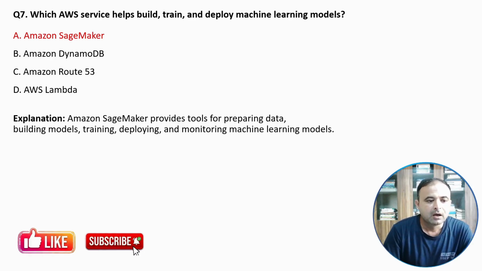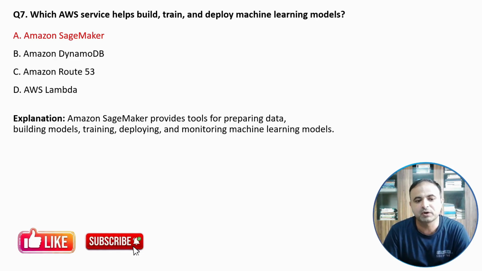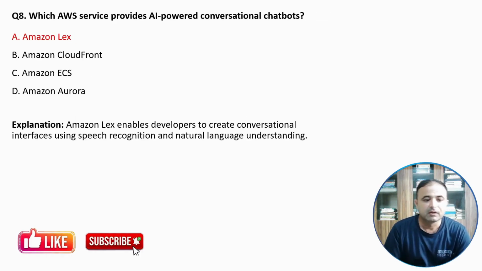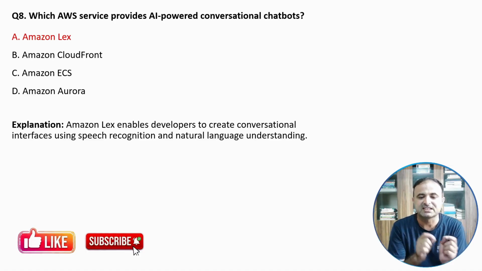Next, which AWS service helps build, train, and deploy machine learning models? Obviously, Amazon SageMaker. Amazon SageMaker provides tools for preparing data, building models, training, deploying, and monitoring machine learning models. Which AWS service provides an AI-powered conversational chatbot? Amazon Lex. So Amazon Lex enables developers to create conversational interfaces using speech recognition and natural language understanding.